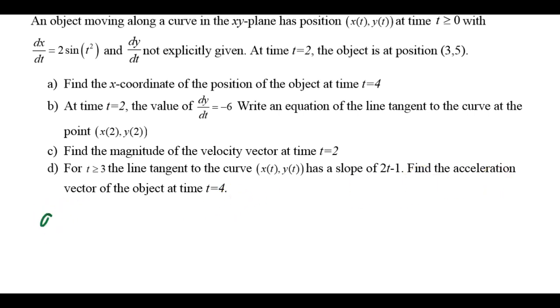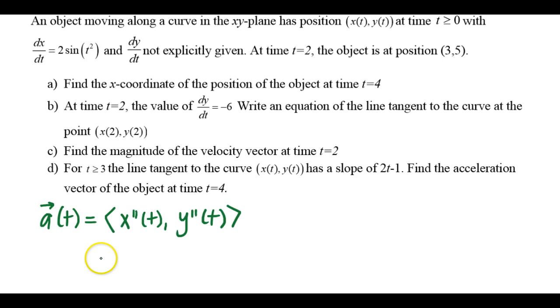Let's start with that. So the acceleration vector, a of t, what I'm going to need is x double prime of t, y double prime of t. So where our concern lies is with y double prime of t, because we don't even have y prime of t. So the horizontal component, no problem. I can find that part right now. So let's just go ahead and do that.